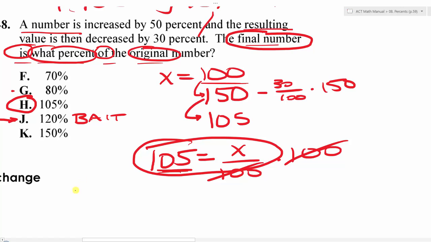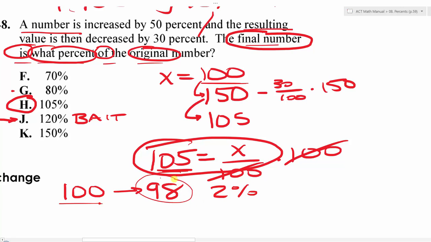Just to give you a couple of other examples on that, if you start with 100 and you end with, let's say, 98, well, if ACT asks you by what percent did this decrease, the answer would be 2%. And if they ask you this number, the final number is what percent of the initial, then the answer would be 98%.